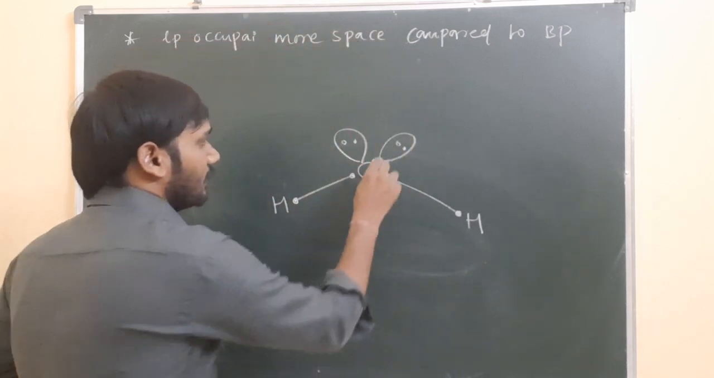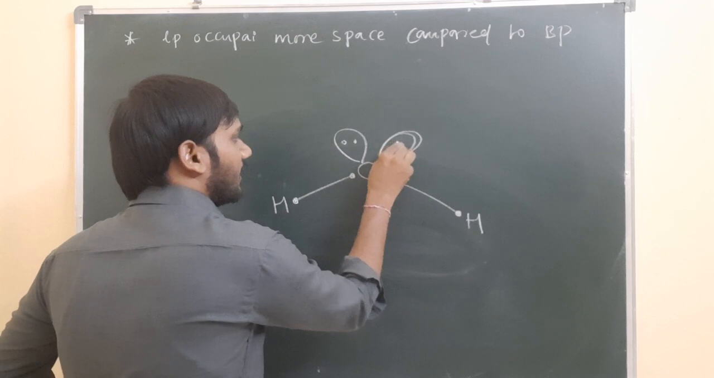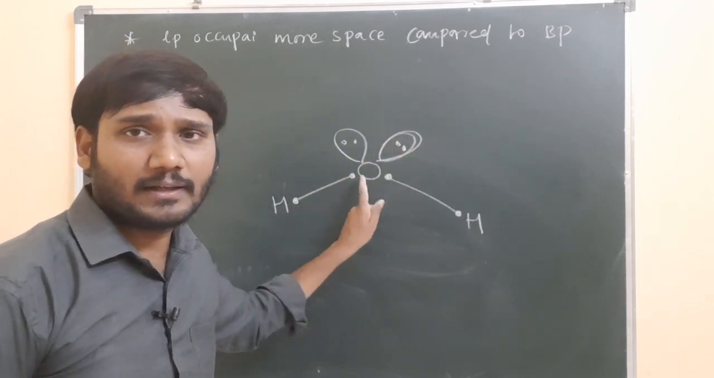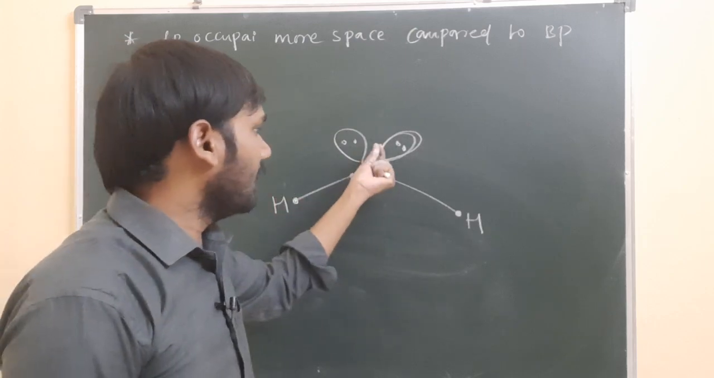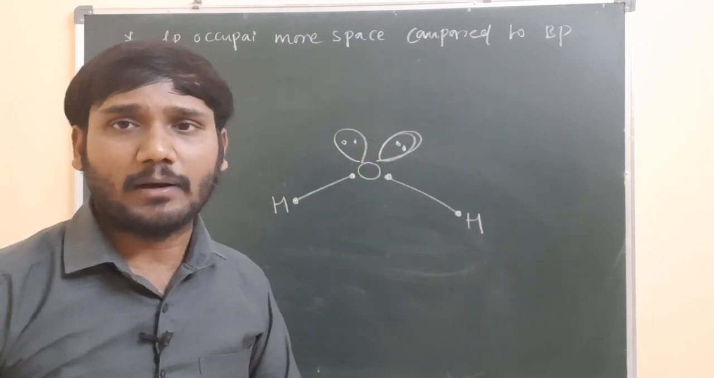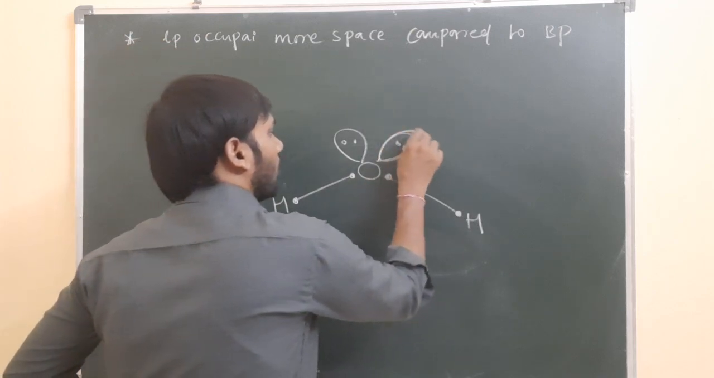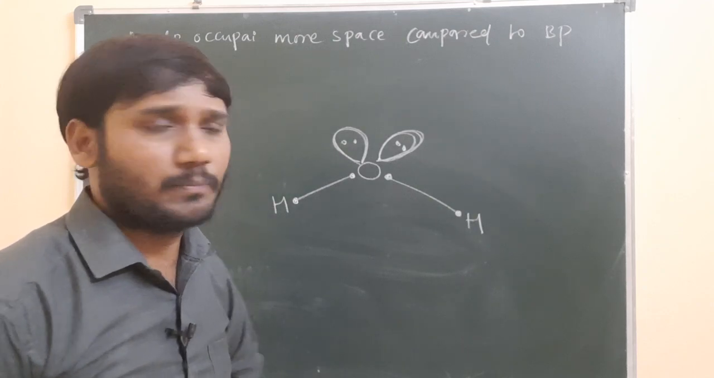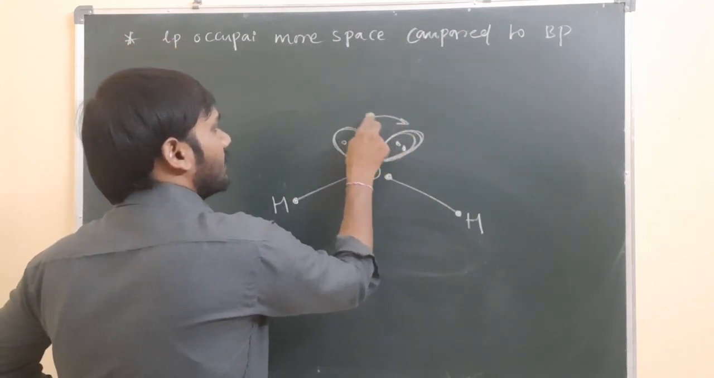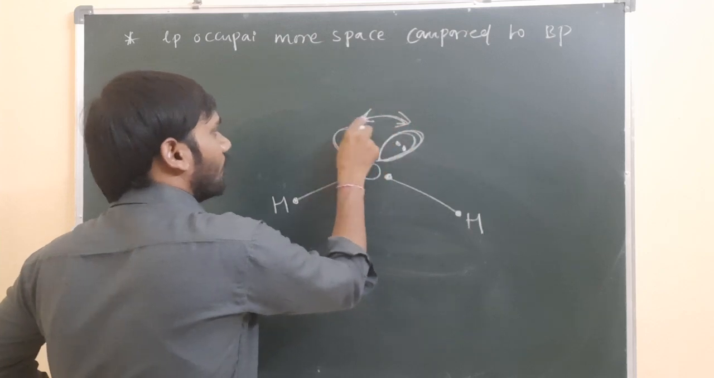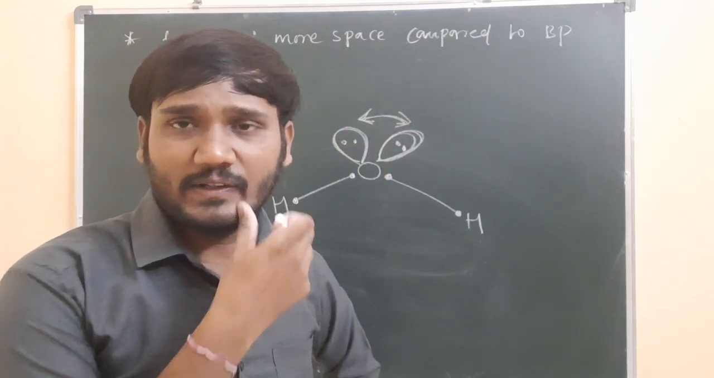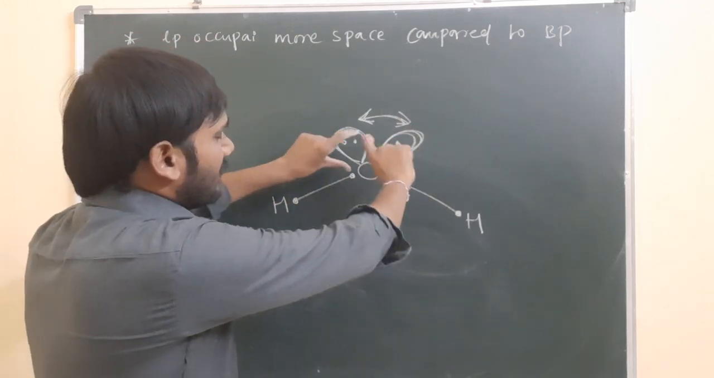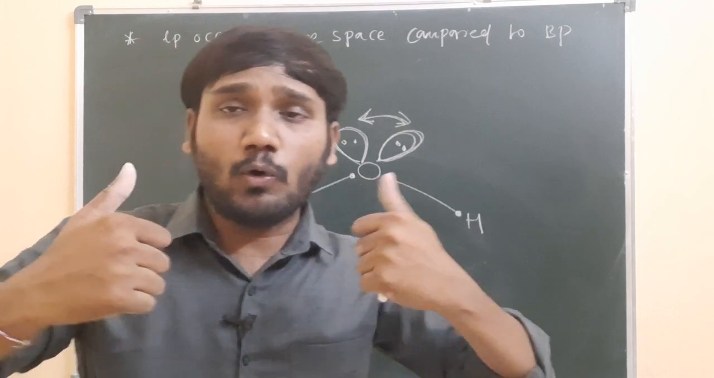But this lone pair is attracted by only one nucleus. At the same time, two electrons are present, and these two electrons are attracted by only one nucleus. So it means it is occupying more space compared to bond pairs. So lone pairs occupy more space compared to bond pairs. When it occupies more space, the repulsions between these two are very high, because they will be very close to each other.